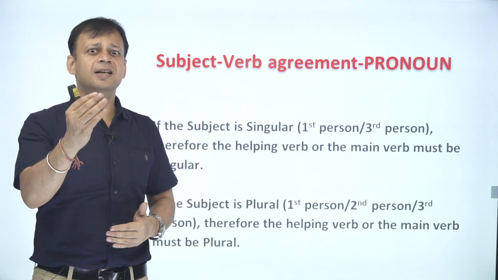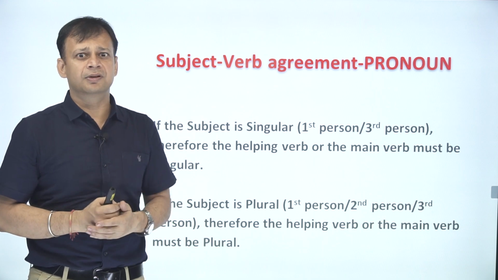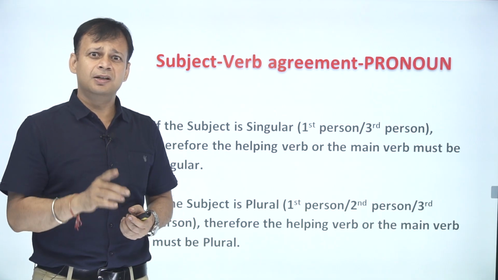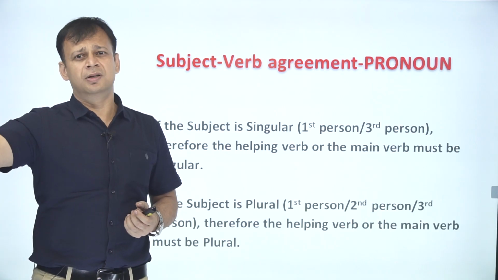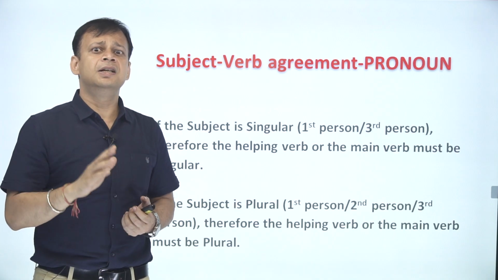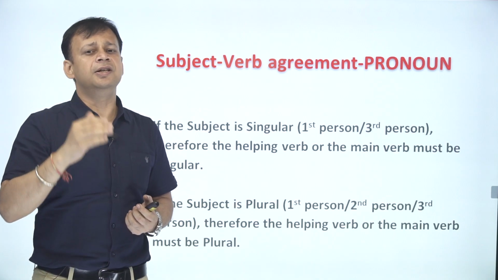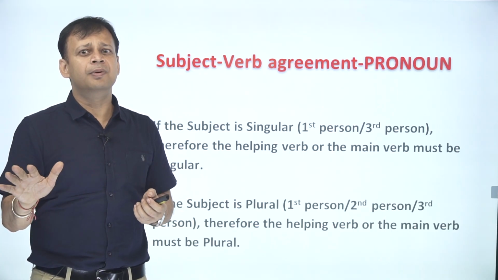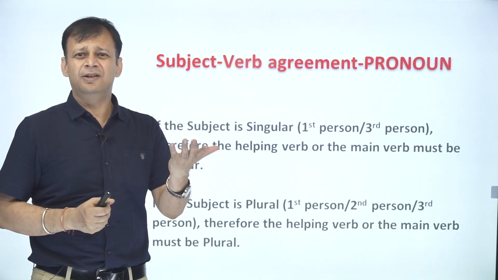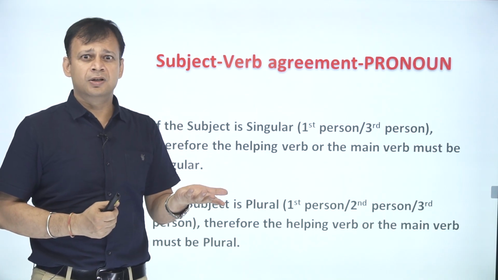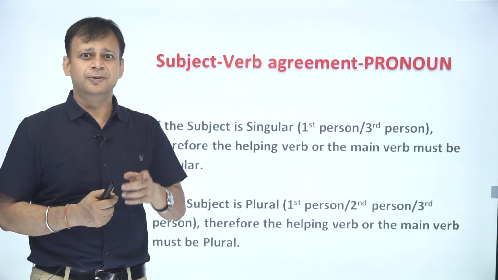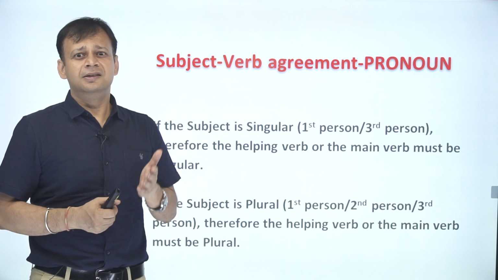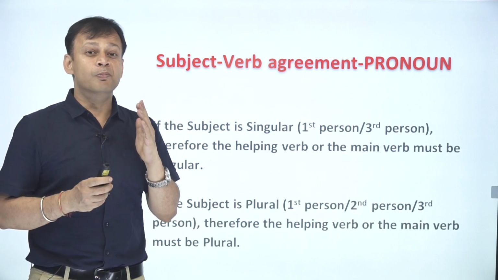If the subject is singular for first person and third person, the helping verb or the main verb must be singular. For example, I is singular but we is plural. So we are talking about I in the first person. In third person, he, she and it should always be followed by a singular helping verb or the singular main verb. If the subject is plural, first person, for example we, second person you, and third person they, the helping verb or the main verb must be plural.